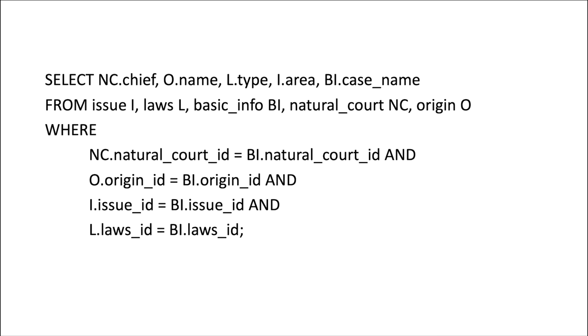As you can see, we are selecting nc.chief, which is the natural court chief, o.name, the court name of where the case originated, l.type, the name of the law type, i.area, the larger category of the issue, and bi.casename, which is the case name. From their corresponding tables issue, laws, basic info, natural court, and origin. The where clause is to connect all tables together by making their corresponding ID equal to the ID in the basic info table.